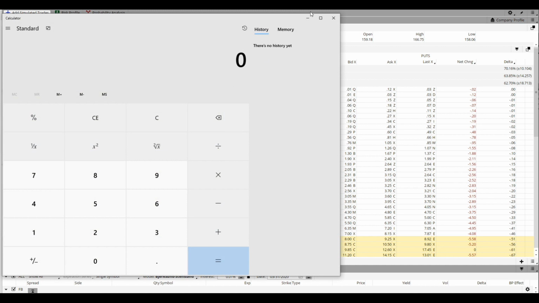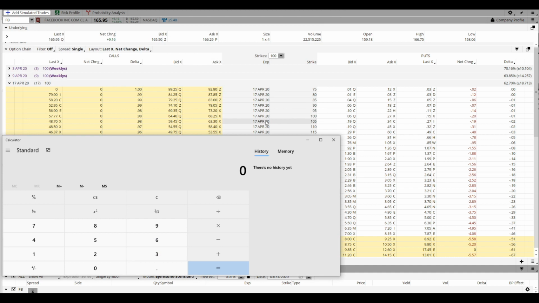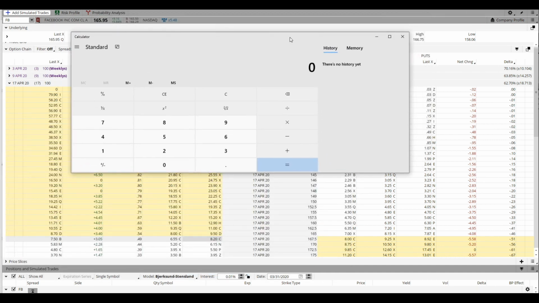As you can see from here, the ask price is $8.20. Minus 6.5, divided by the strike price, 167.50. That will give you a percentage number of 4.9%.